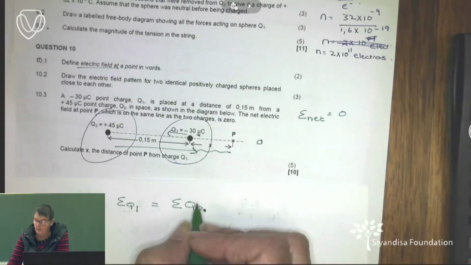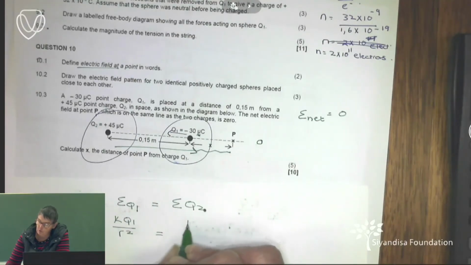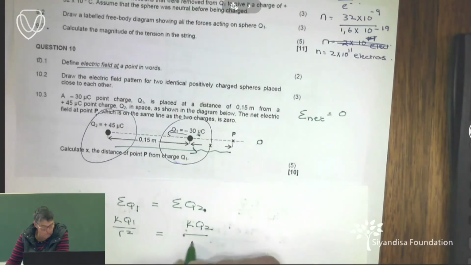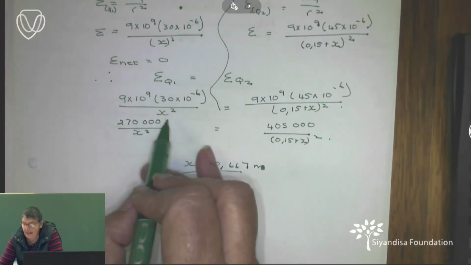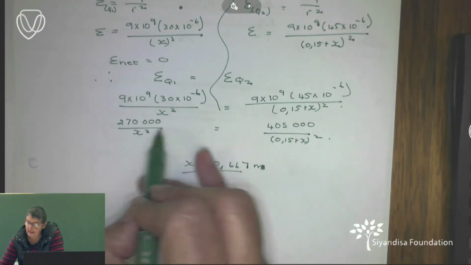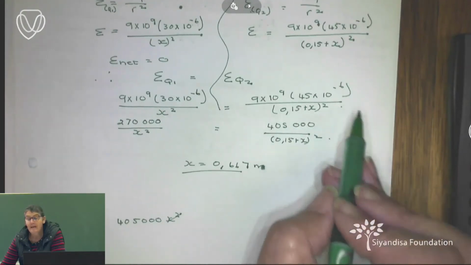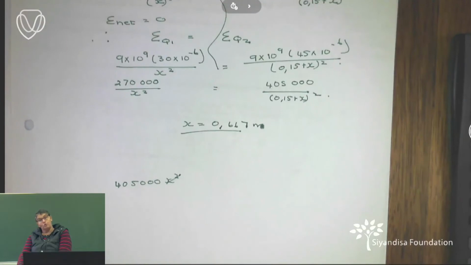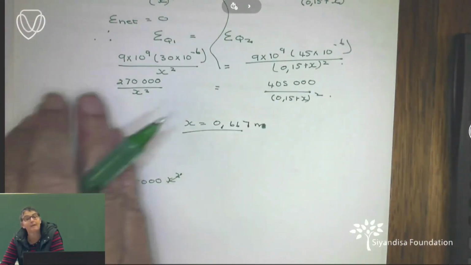Then I looked at what formula to use. I said I'm going to use kQ1 over r squared is equal to kQ2 over r squared. My problem over here came in that I don't have r's. So I have x and I have (0.15 plus x) squared. At this point, people, if you wanted to, maybe it would have been easier for you to make use of cross multiplication here. But it doesn't matter mathematically what you do.